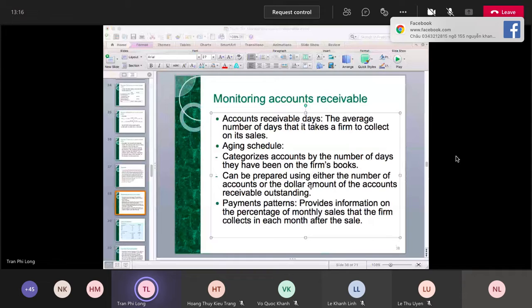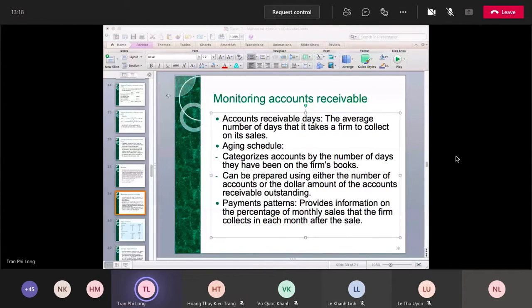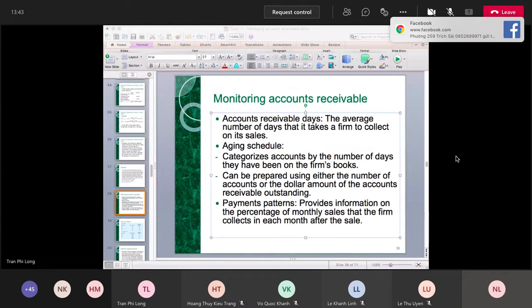This one must be easy, okay? Okay, Việt Anh. Okay, Việt Anh. Yes. What is the formula to calculate the account receivable days? Wait a moment.